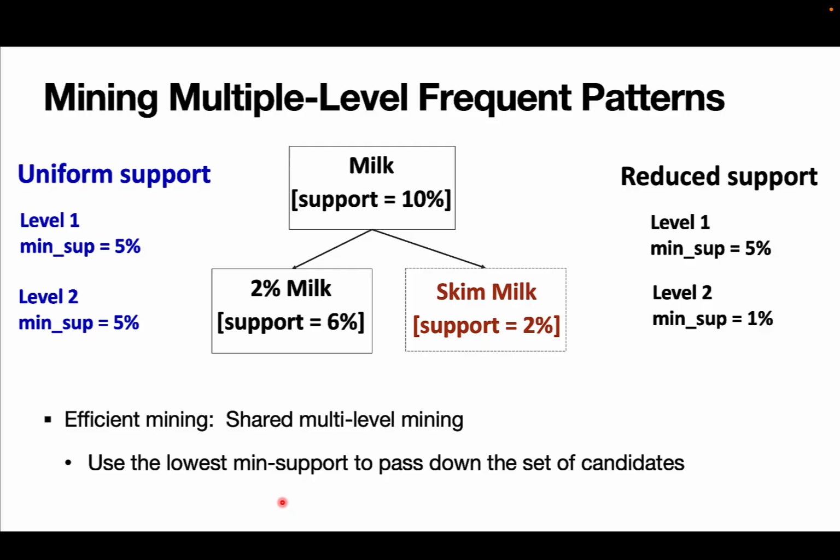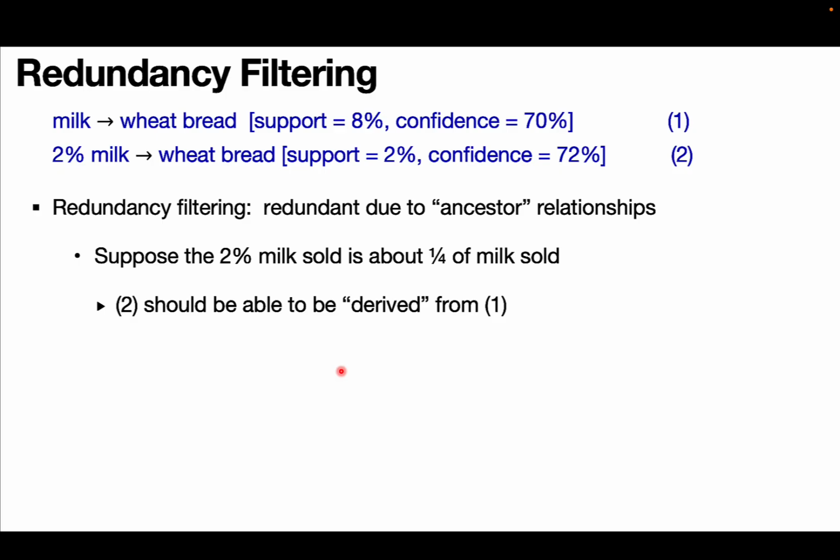For efficiency, a good rule of thumb is to start with the lowest minimum support across all levels, then filter using the right threshold for each level. The multiple level relationship often results in redundant rules that need to be filtered. Consider the two rules. Buying milk implies buying wheat bread, support equals 8%, confidence 70%. Then 2% milk implies wheat bread with support 2% and confidence of 72%.